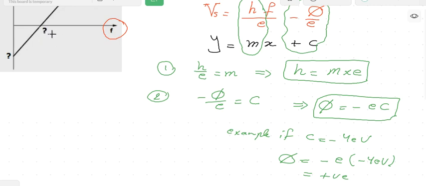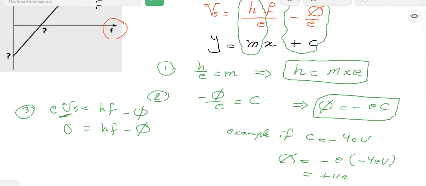The last thing is to know the x-intercept. What does this frequency represent? Number three, again, eV stopping equals hf minus work function. At the x-intercept, V stopping is 0, so eV stopping is 0. So hf will be equal to hf threshold. So again, f equals f threshold, like previous cases, if you remember. So we finished the derivation and understanding the graph.